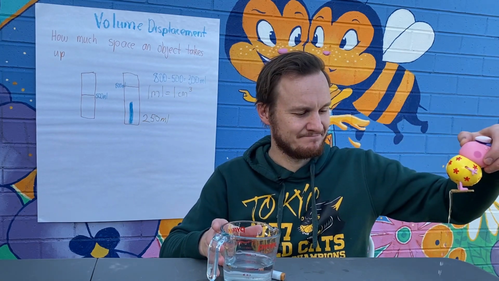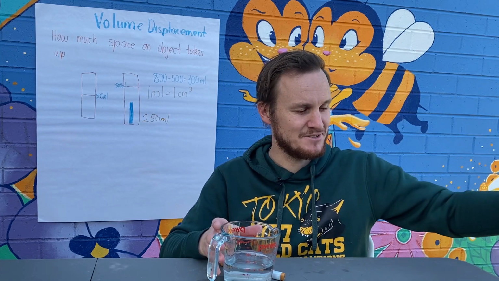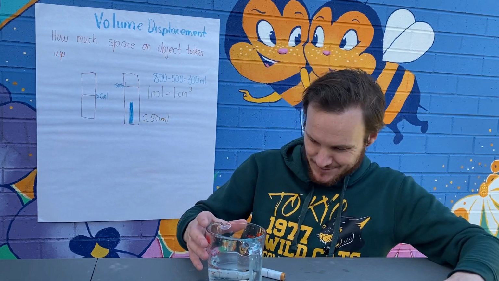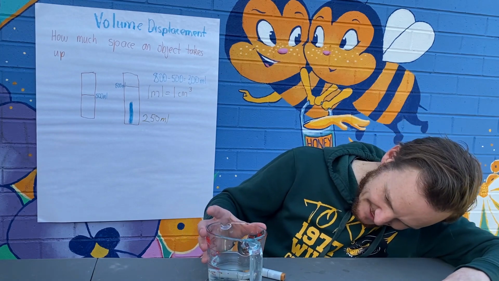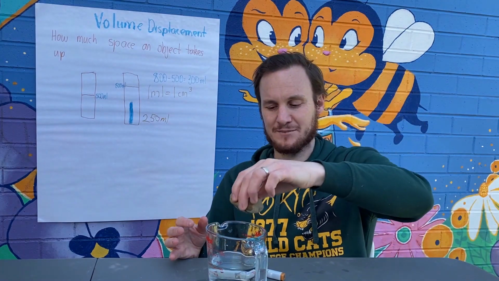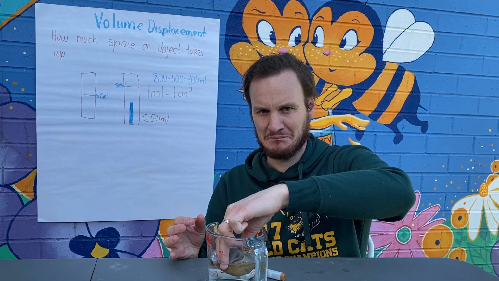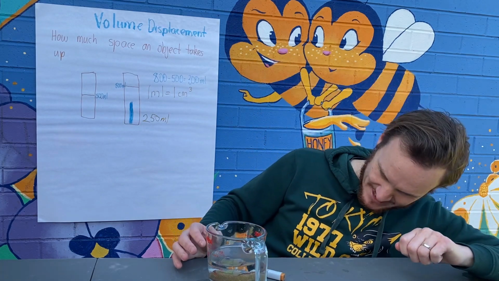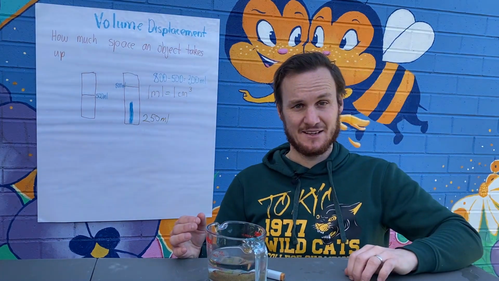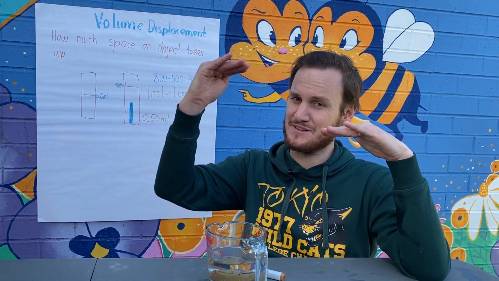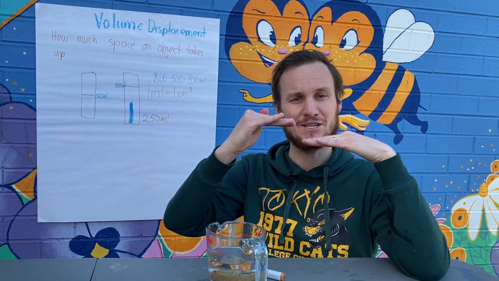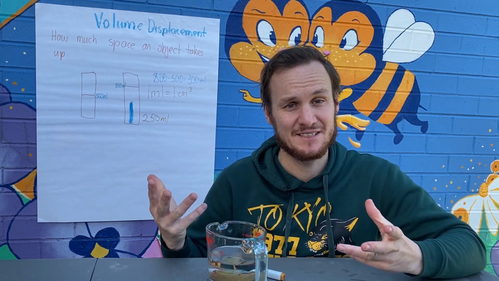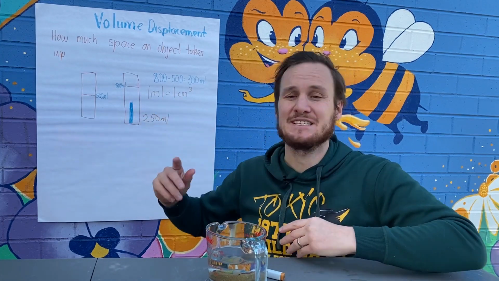Okay. The last one, all right, the last one's a rock. Put that in there, start at 250. This one goes up to about 350. So if it started at 250 and it's gone up to 350, 350 take away 250 would leave me with 100, 100 milliliters, 100 centimeters cubed.